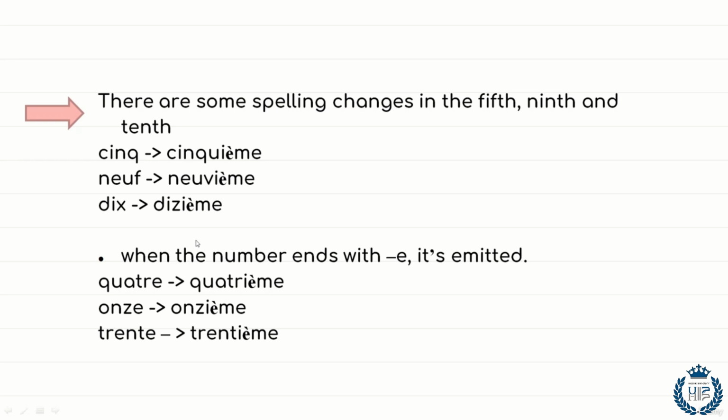And also when the number ends with an e, it is omitted. So what does that mean? So quatre, ième. When we add ième, we take off the e. So it is quatrième. And onze ends with an e as well, so we take off the e and then we add ième, so it is onzième. And trente, same, ends with e, we take out the e and then we add ième, so it becomes trentième.